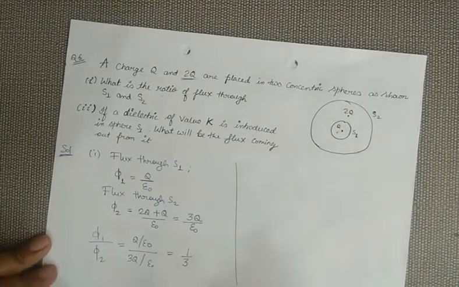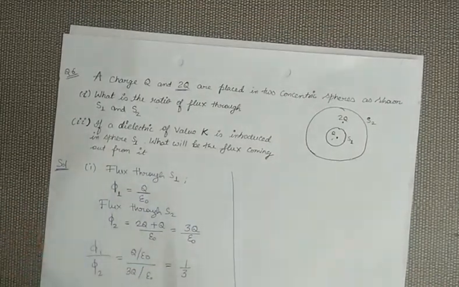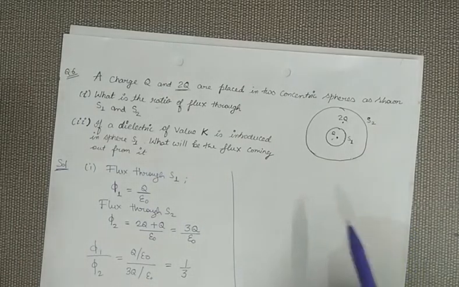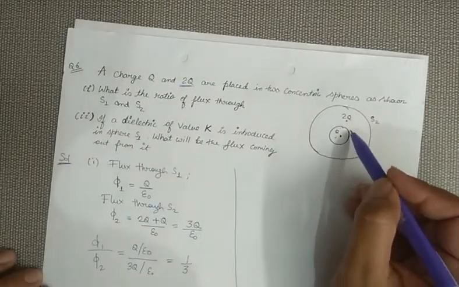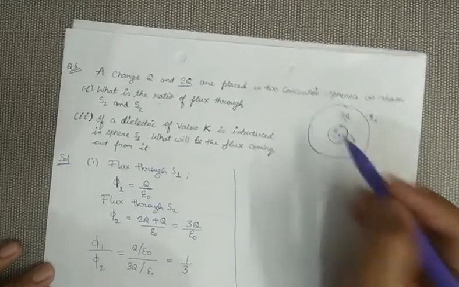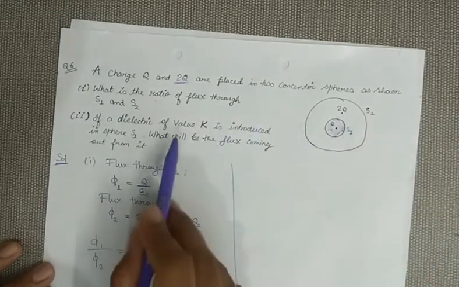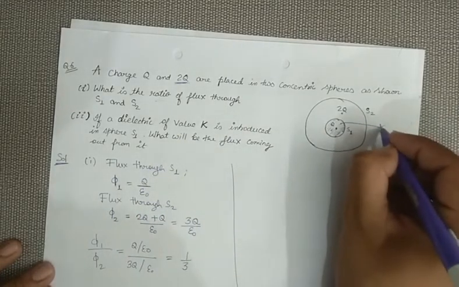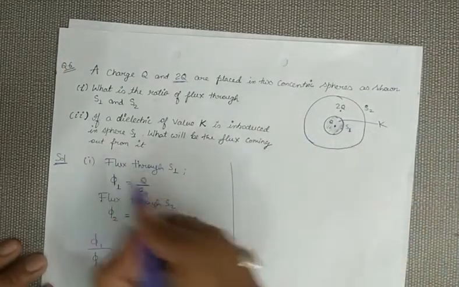So let's see the second part of the question. They are saying that if the inner sphere, just look at the inner sphere S1, suppose I fill this sphere with some dielectric. I have filled the sphere with some dielectric and the value of this dielectric is K. Now they are asking me to calculate the flux.